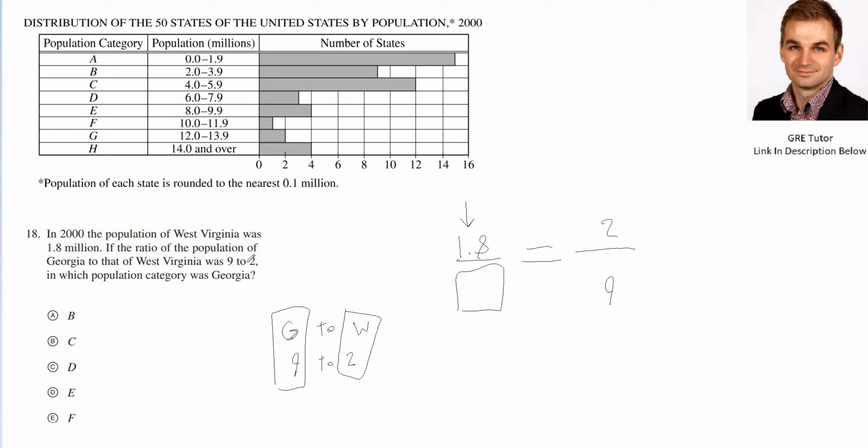The Georgia population is what they're probably going to ask us to find. And they say, in which population category was Georgia? Okay, so they don't want to know the population of Georgia, they want to know the category, which are these placeholders that I mentioned previously. Alright, so we solve for it. So consider this to be x, and you have to solve for this.